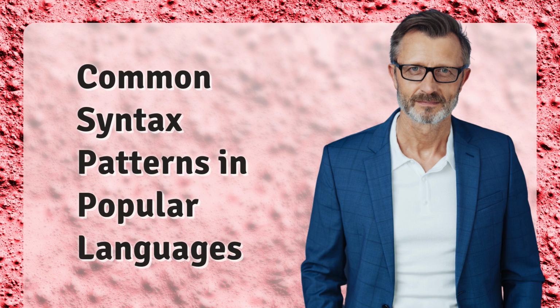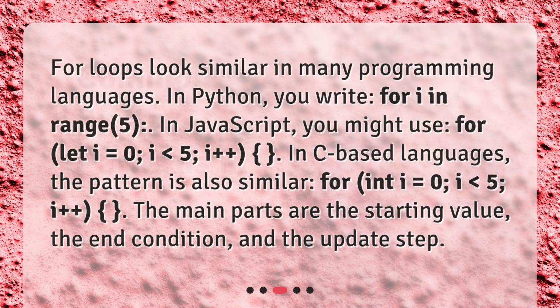Common syntax patterns in popular languages. For loops look similar in many programming languages. In Python, you write for i in range(5): In JavaScript, you might use for (let i = 0; i < 5; i++) { }. In C-based languages, the pattern is also similar: for (int i = 0; i < 5; i++) { }. The main parts are the starting value, the end condition, and the update step.